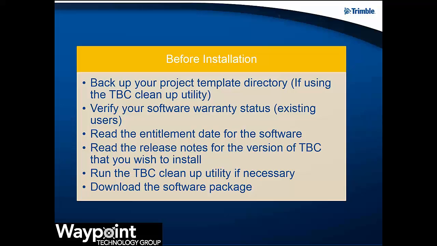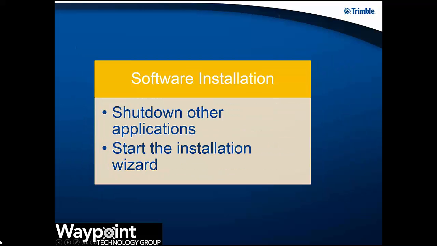You may also want to read the release notes for the version of TBC that you are hoping to install. And near the last page of the release notes is where this system requirement information is listed. Run the TBC cleanup utility if necessary, and then we can download the software package for installation. The software installation process itself is very simple. Just shut down other applications and launch the installation wizard to work through the software installation steps.